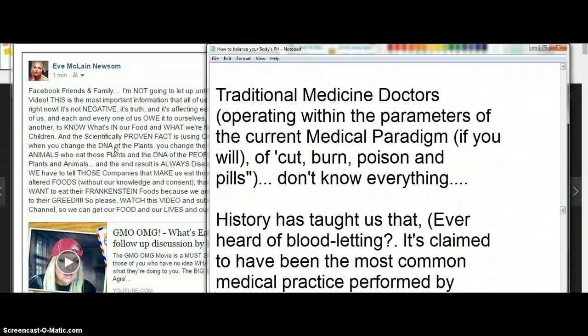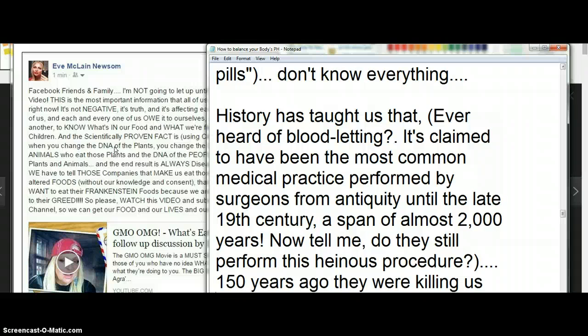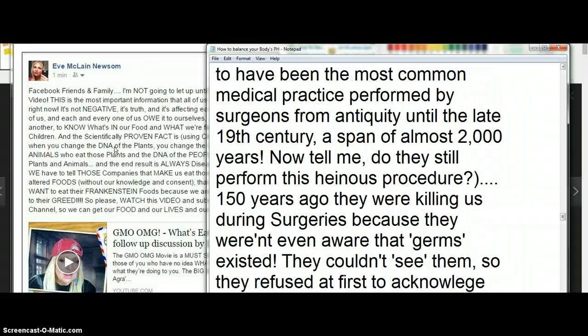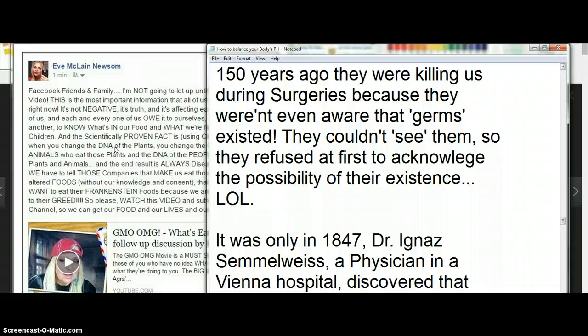So in summary, traditional medicine doctors operating within the parameters of the current medical paradigm, if you will, of cut, burn, poison, and pills, don't know everything. History has taught us that. Ever heard of bloodletting? It's claimed to have been the most common medical practice performed by surgeons from antiquity until the late 19th century, a span of almost 2,000 years. Now tell me, do they still perform this heinous procedure?